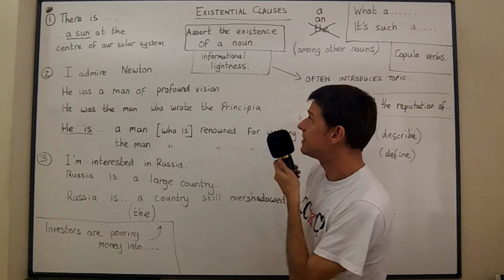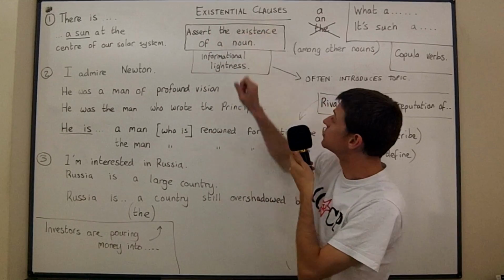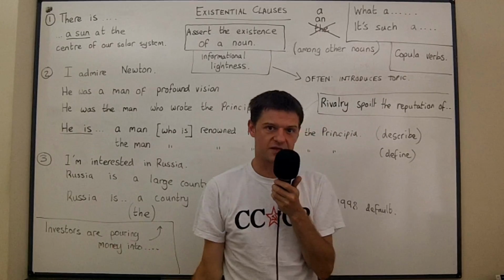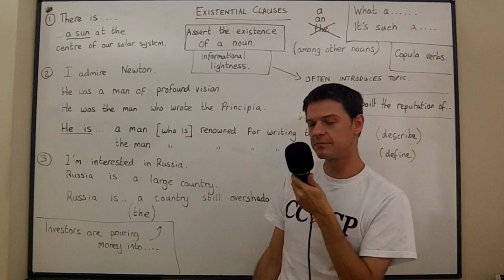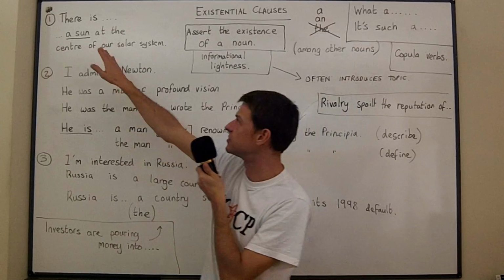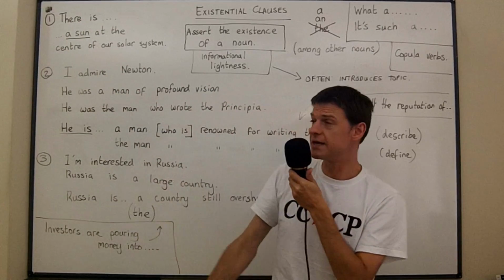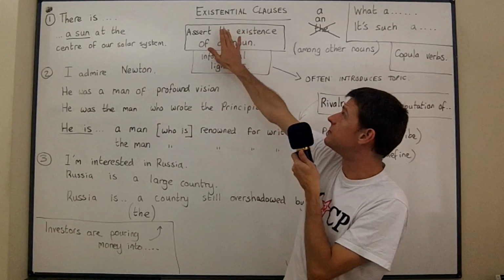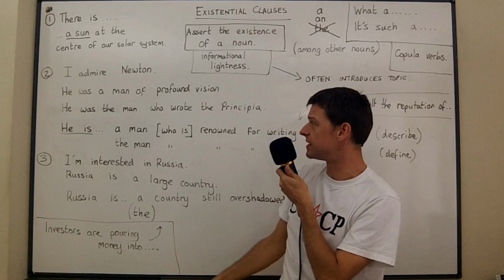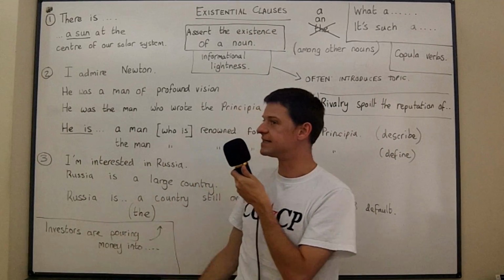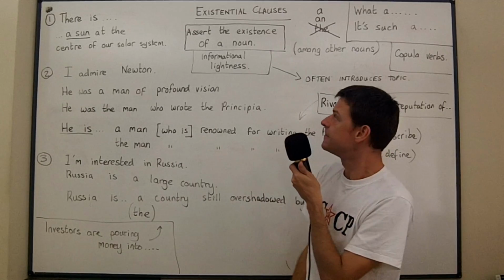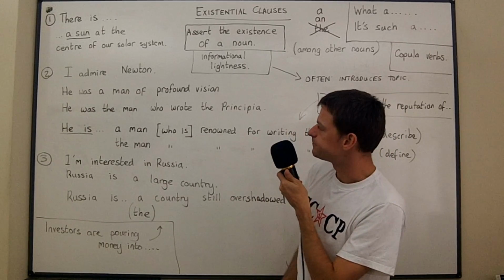Okay, we have a big topic today. We have existential clauses. I've mentioned these before. And before, in the previous lesson, I only mentioned there is. But really, you want to be aware of existential clauses even with he is, or it is, or she was, with the verb to be.